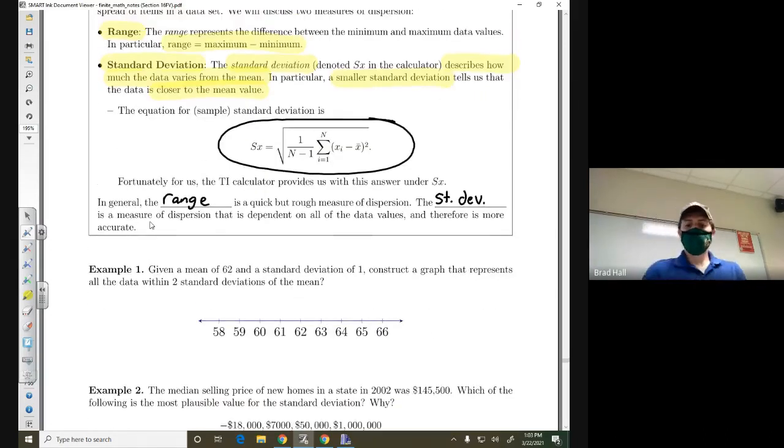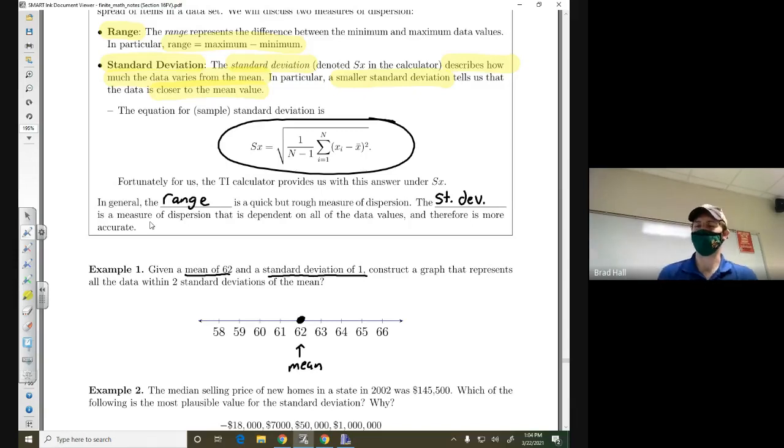Now, we'll start off with a very simple scenario. Given a mean of 62, a standard deviation of 1, again, you don't have to know what that 1 means for now, they're just telling you that. Construct a graph that represents all the data within 2 standard deviations of the mean. Okay, that might sound weird at first because we're just talking about the standard deviation. If anything, let's start with something concrete, the mean. The mean is 62. Okay, so far so good, that's the mean.